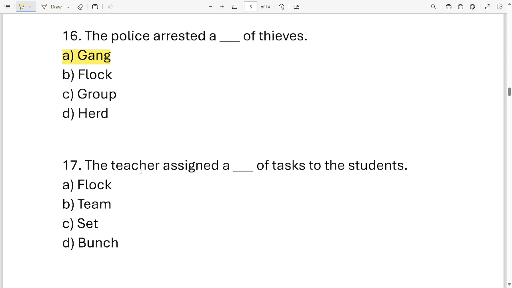Next sentence. The teacher assigned a dash of tasks to the students. Now which word should come in the blank? Flock, team, set, bunch. Which option should I put in this blank? Option A, option B, option C or option D? It is option C. The teacher assigned a set of tasks to the students.